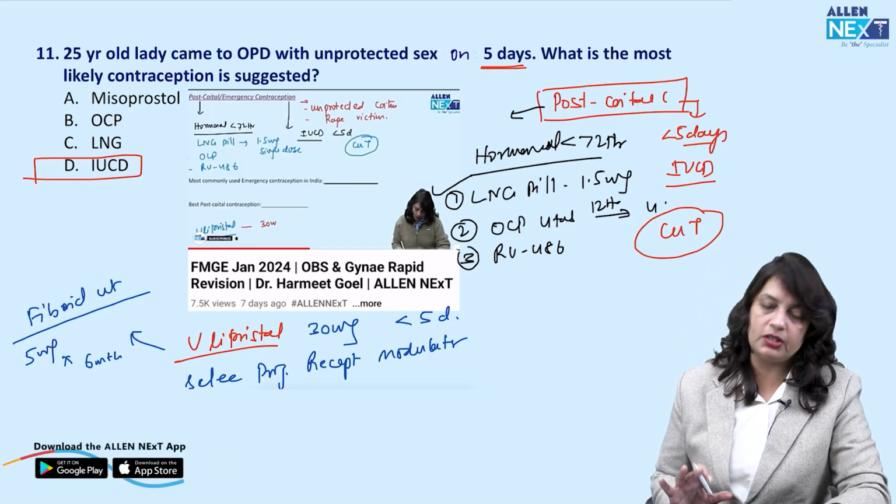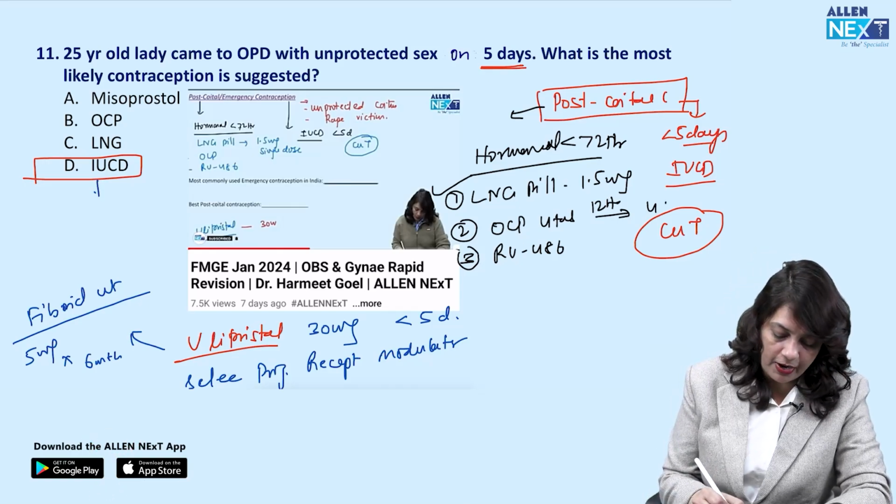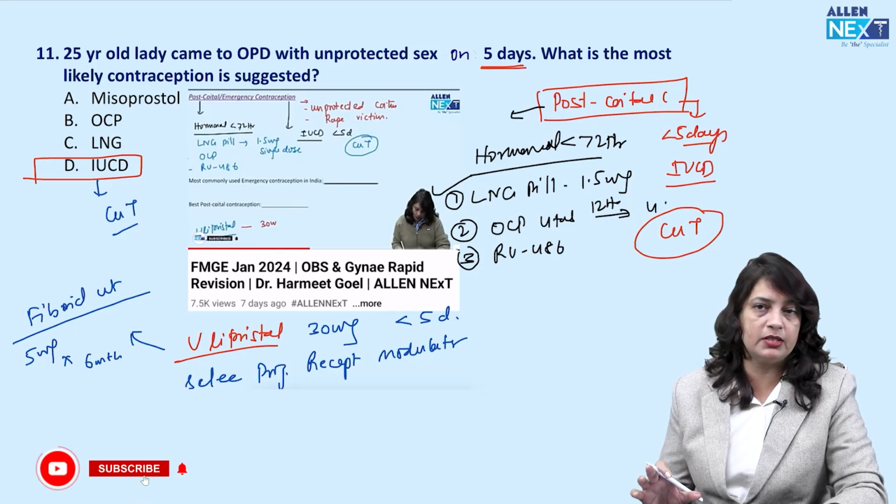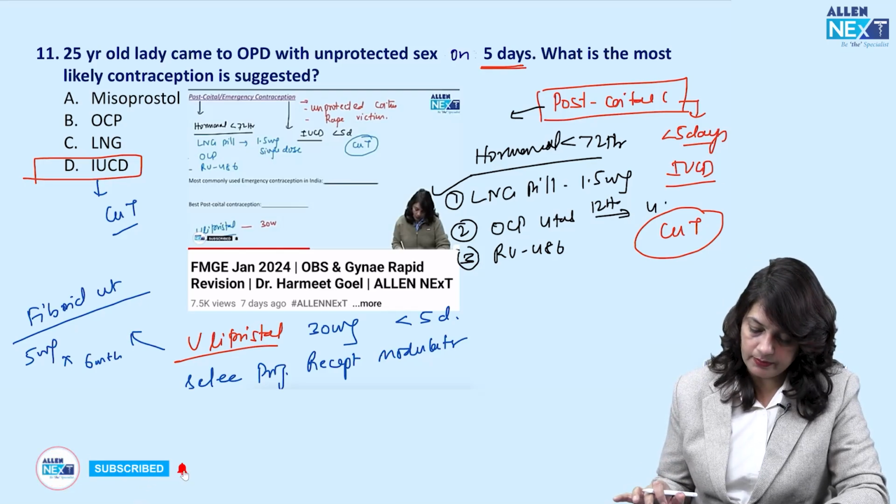So in this question, the answer is IUCD. Which type of IUCD? Copper T. Remember, Mirena is not an emergency contraception.